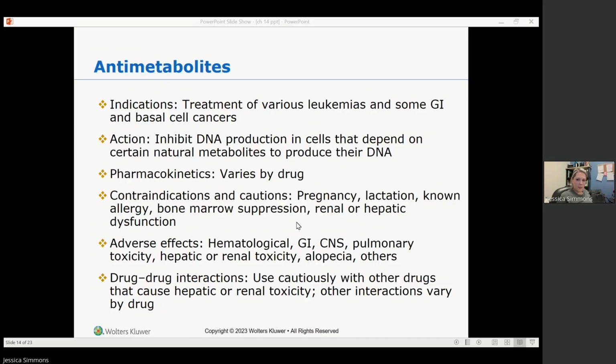Antimetabolites is on page 337 where the chapter starts. So the select prototype medication is methotrexate. Methotrexate, which is a folic acid analog, this is a very common medication, and also has big complications with immunosuppression. So methotrexate can be used for chemotherapy agents. It can also be used for autoimmune diseases. Okay.